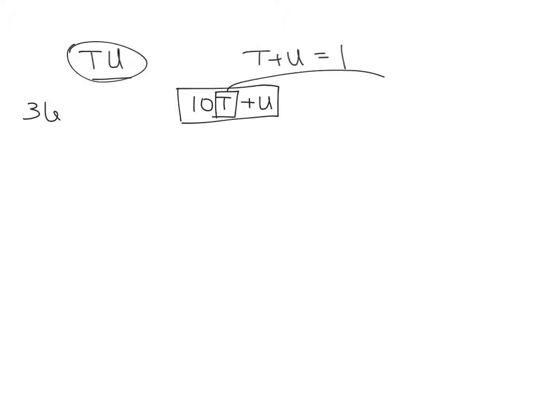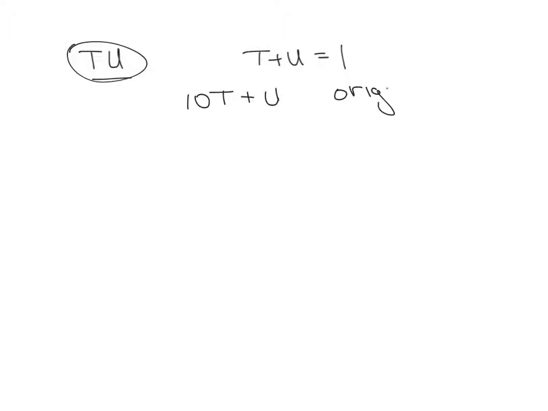Okay, so again, a lot of theory here, a lot of weird stuff that you're like, whoa, this is really kind of complicated, but it's really not too bad. Let's rewrite that. 10t plus u. That's my original number. Okay, all right, let's see what it says. If the digits are reversed, so if I took and wrote the u here and the t here, it says the new number is 27 greater than the original number.